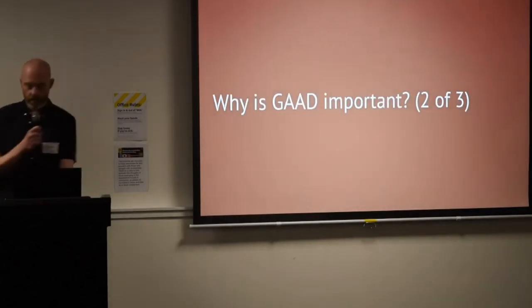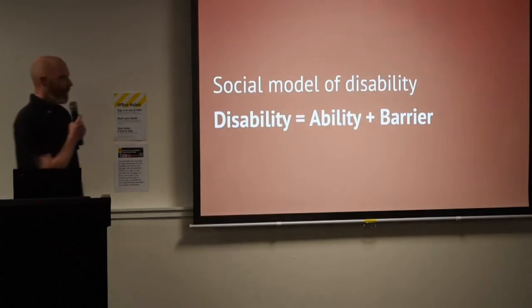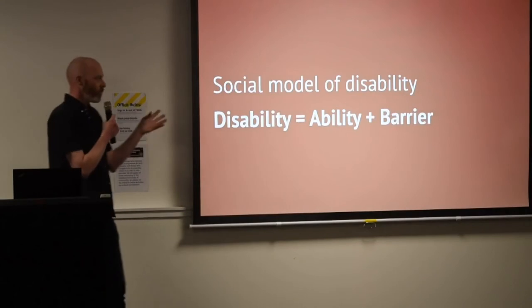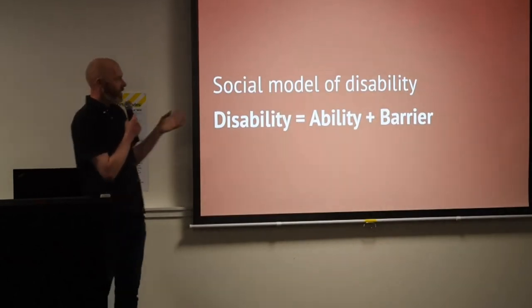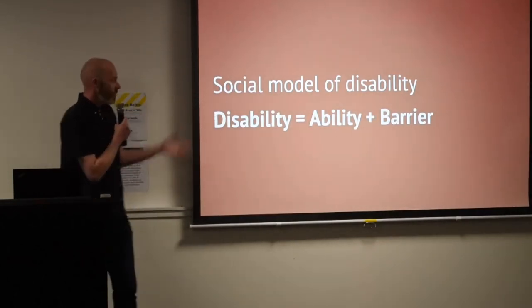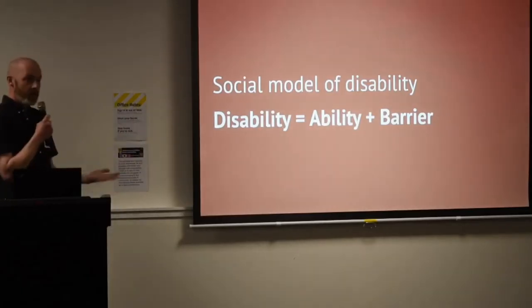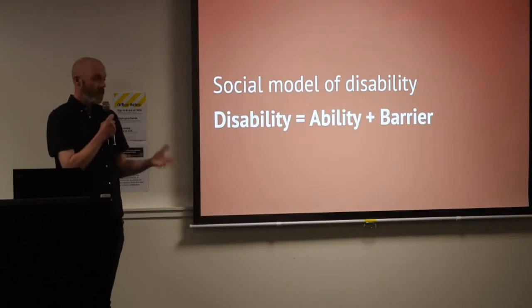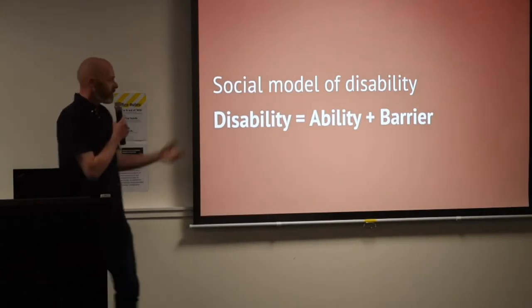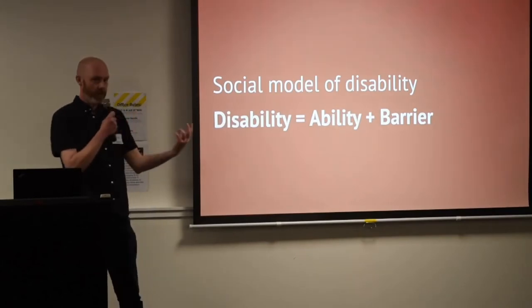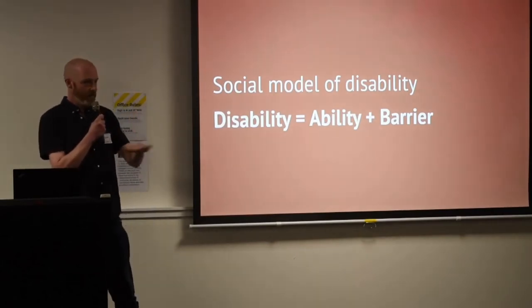Number two. A couple of years ago, I discovered this social model, what some people call the social model of disability. A disability occurs when someone's ability comes into conflict with a barrier created by the world. If I'm in a wheelchair, I can cycle around and move around the world. If I come up against some stairs, that's a barrier that's stopping me from moving. Does that make sense? If it was a ramp, I could go up.